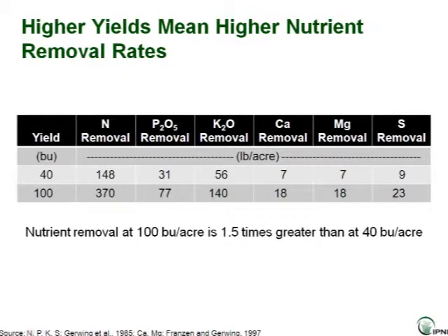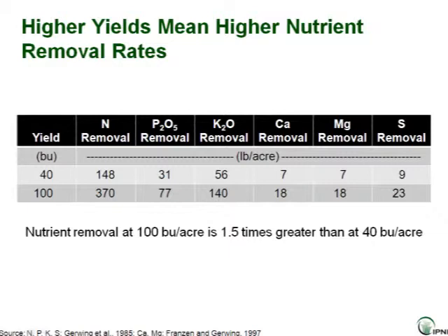Something we don't worry a lot about is the nitrogen removal. We just think, well, soybeans fix their own. I just want to point out this number because this may become important later in our discussions. Soybeans are removing at 100 bushels about 370 pounds of nitrogen. So just remember that number. Hopefully I can remember it because I've got a slide coming up where I'll have to remember it. So 370. We've got calcium, magnesium, and sulfur removal.